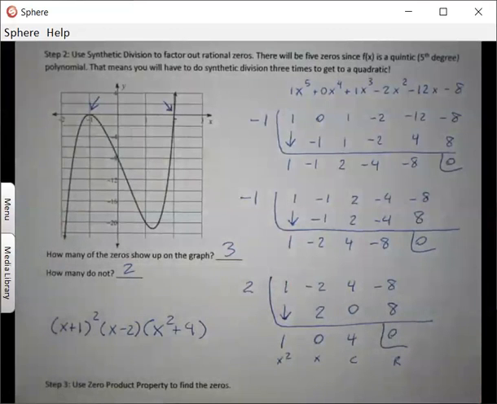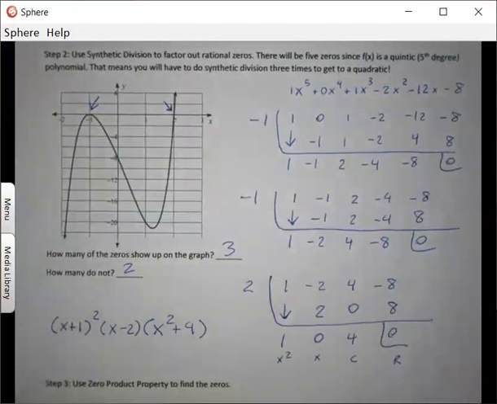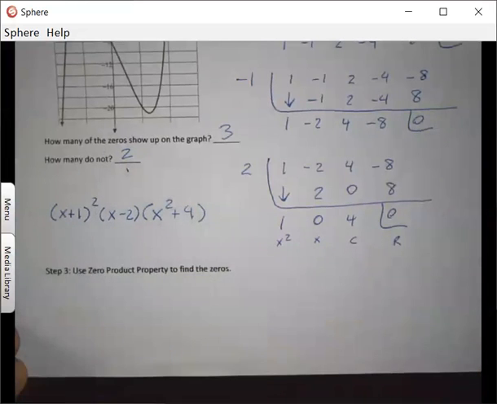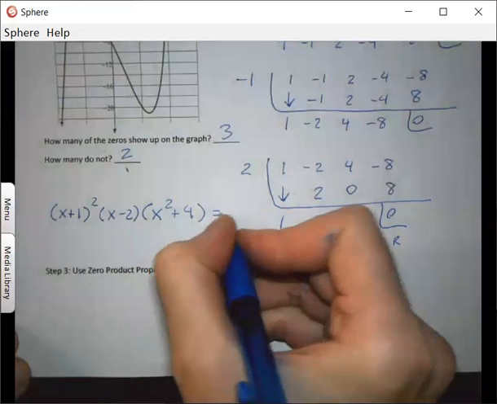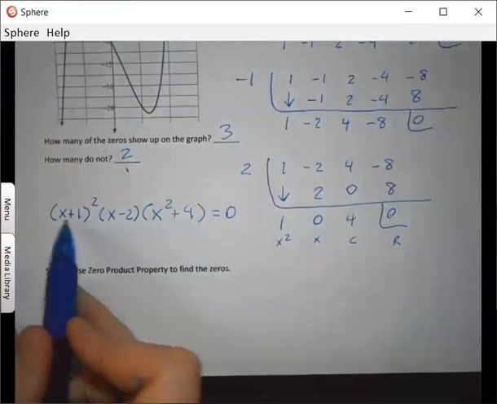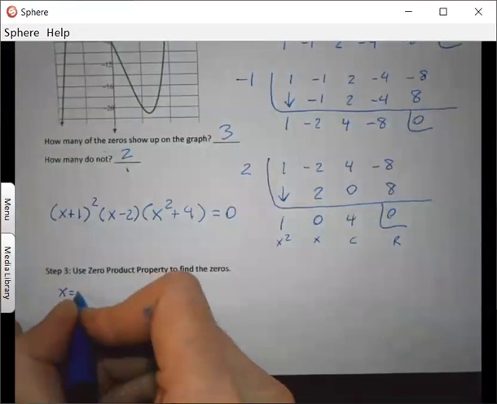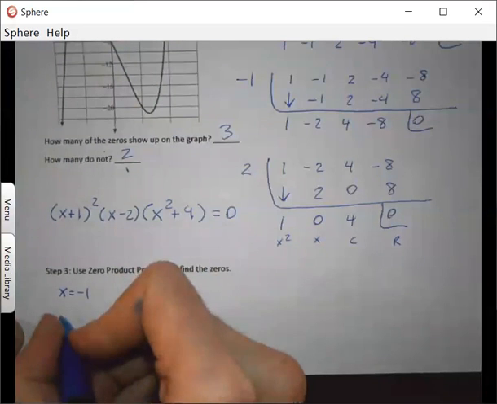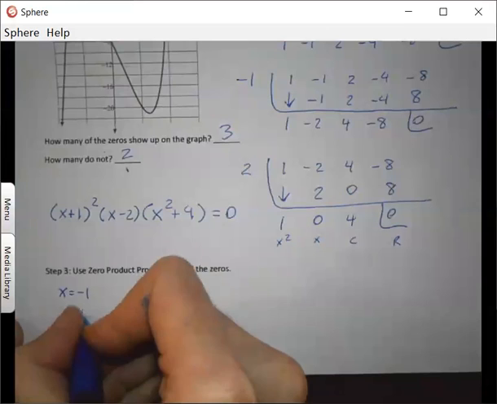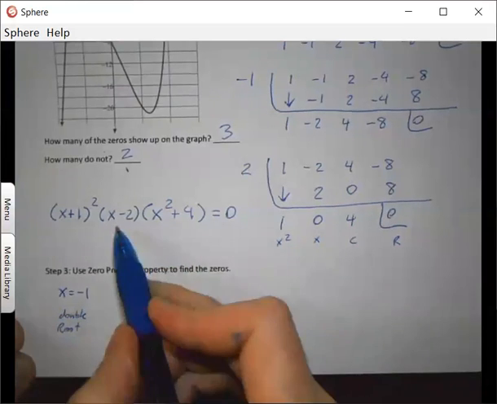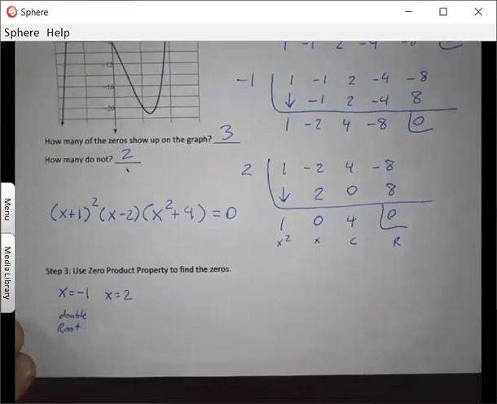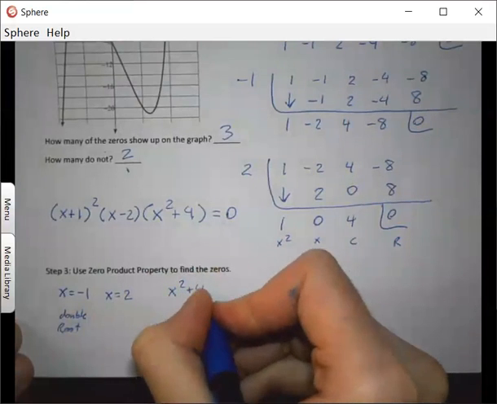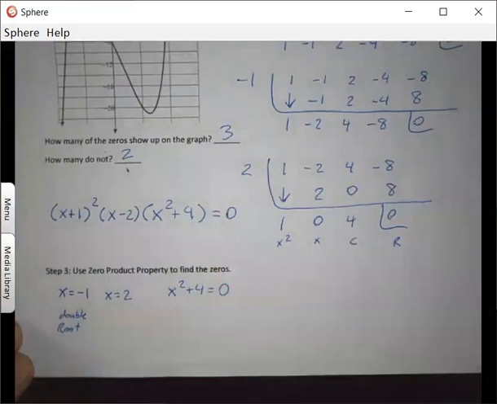So last step, we want to use the zero product property to find those last two zeros. So set this equal to 0. I already know from here and from my graph, x equals -1 is one of my zeros, and that's our double root. Now x can be 2. So I just have to solve x squared plus 4 equals 0 to find my last two.